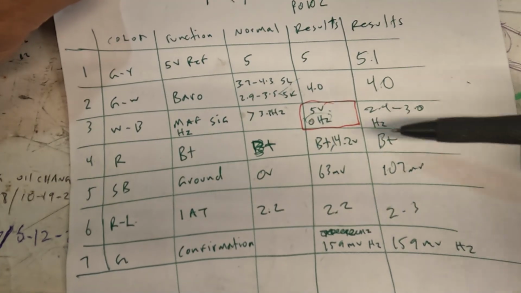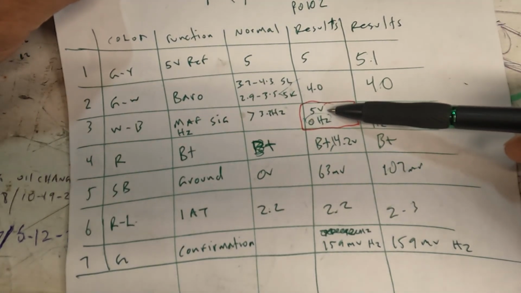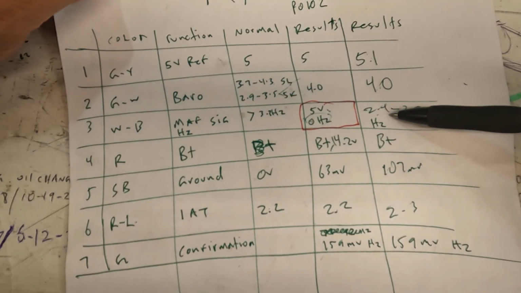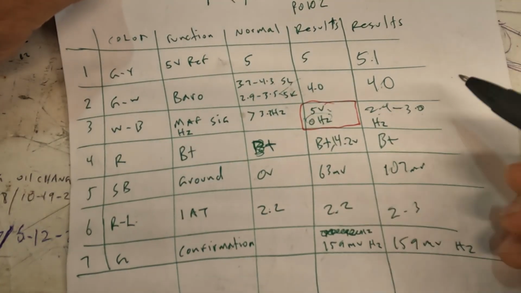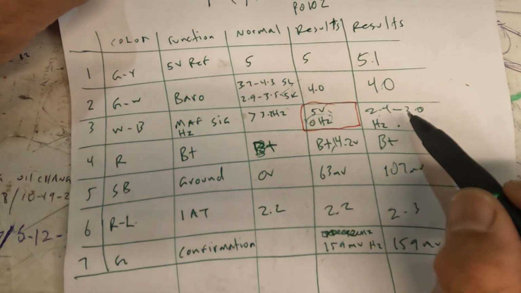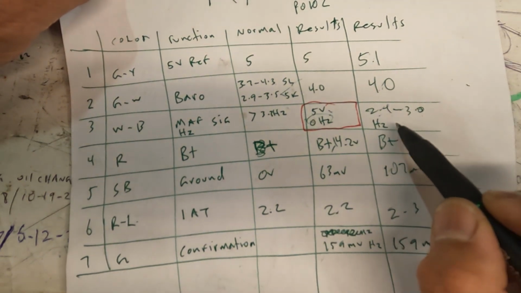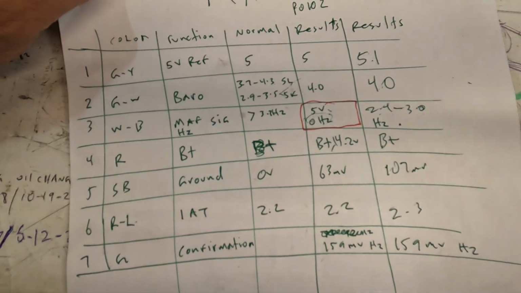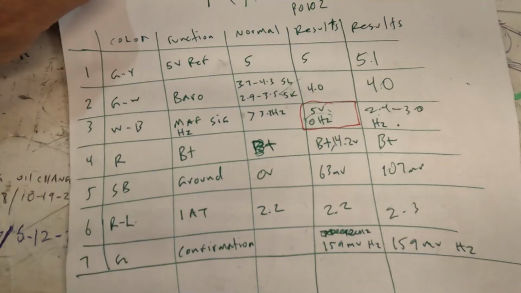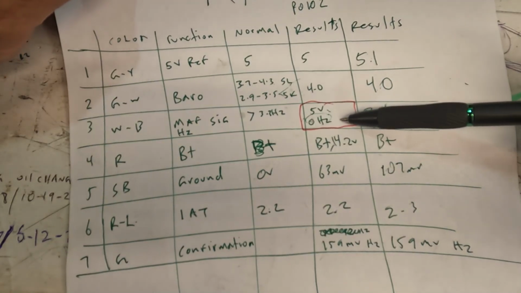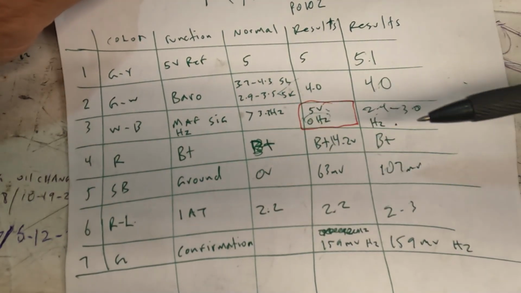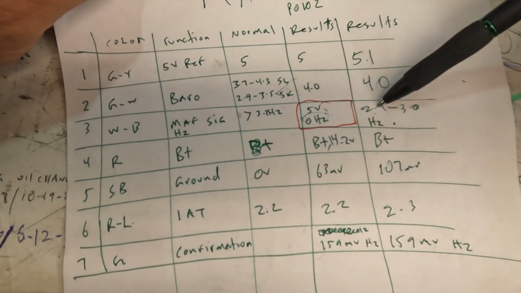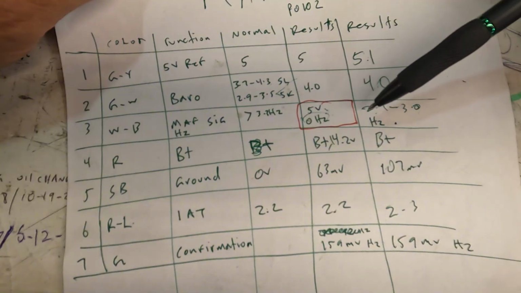Once we put the good sensor on there, we didn't have 5 volts there anymore. We had anywhere between 2.4 to 3.0, and that little bar graph at the bottom of my meter was cycling back and forth, indicating that there was some kind of frequency on there. Everything else was pretty much the same on all the other terminals. The only one is terminal number 3, the white with the black stripe. That's the one that gave us the false reading.